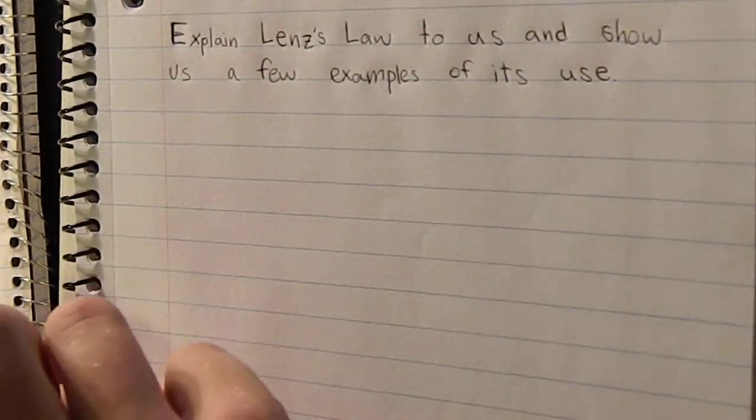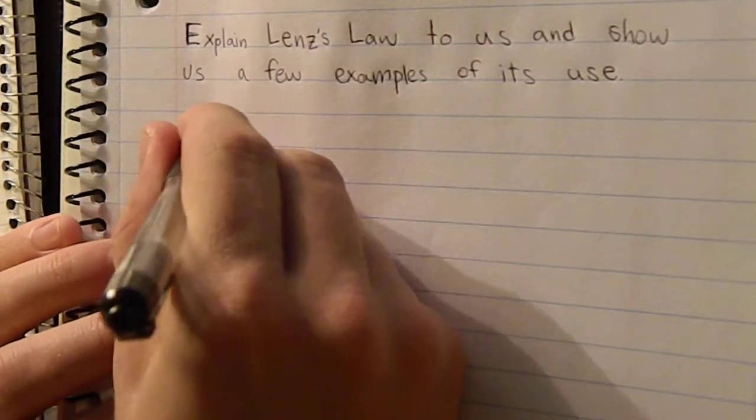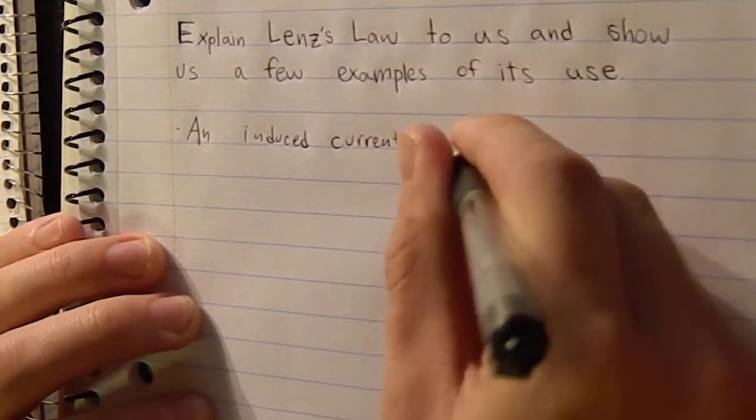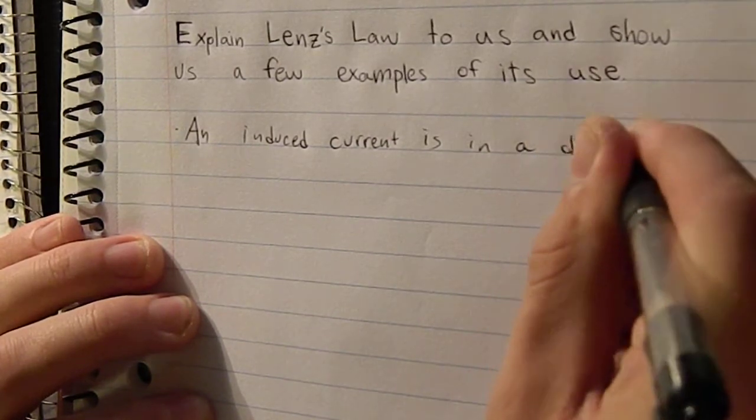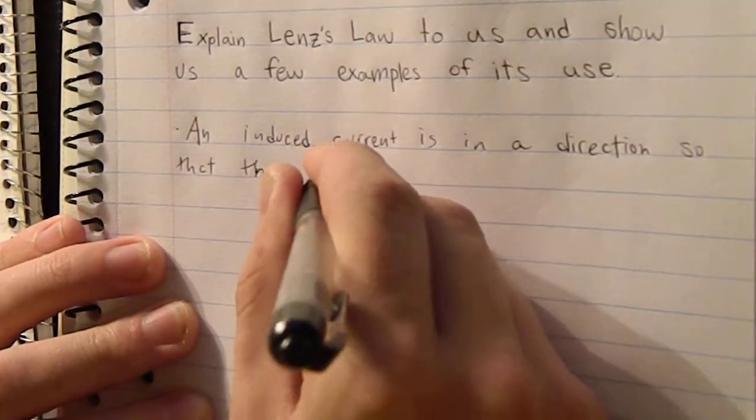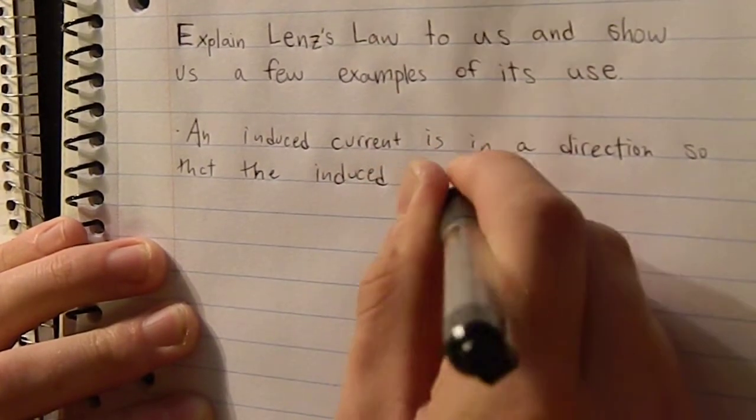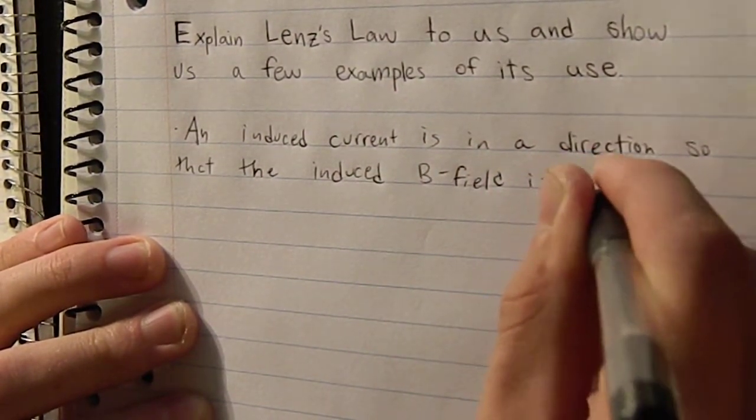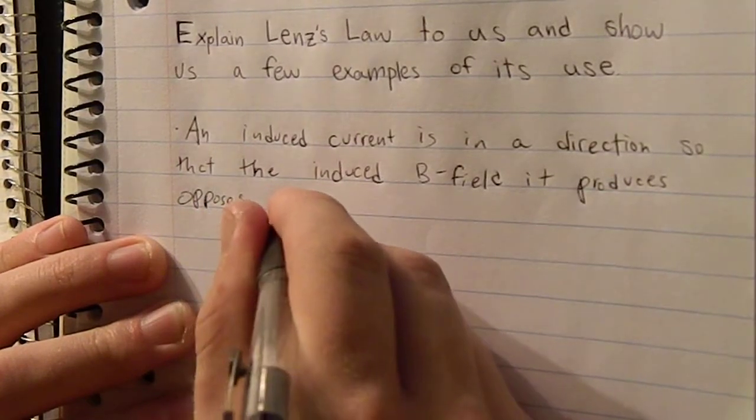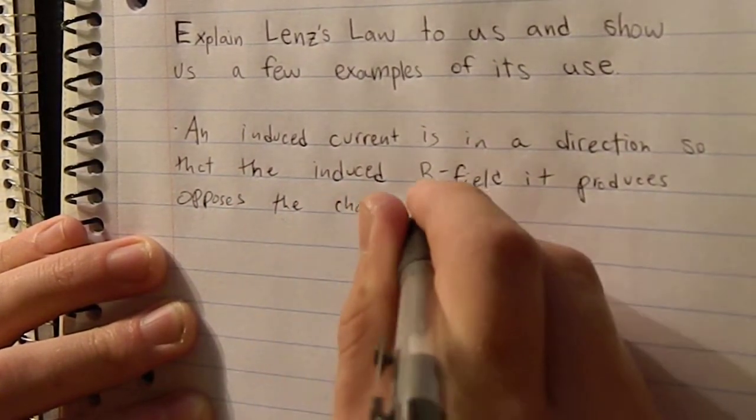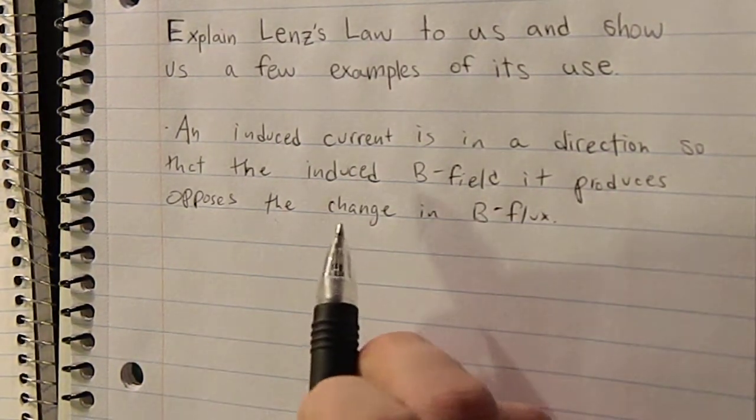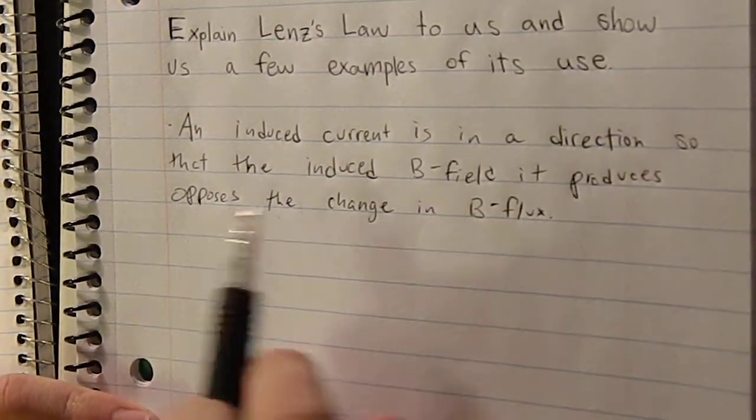So to do this, I'll start off by writing Lenz's law, which is: an induced current is in a direction so that the induced B field it produces opposes the change in B flux.